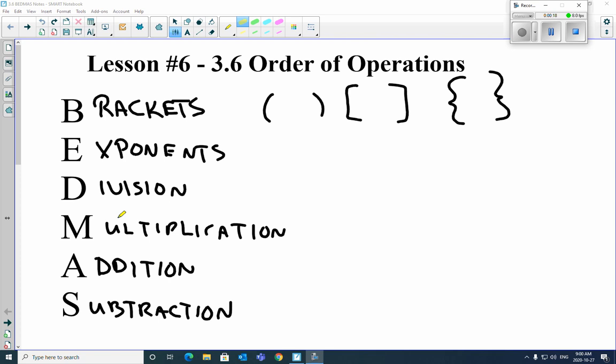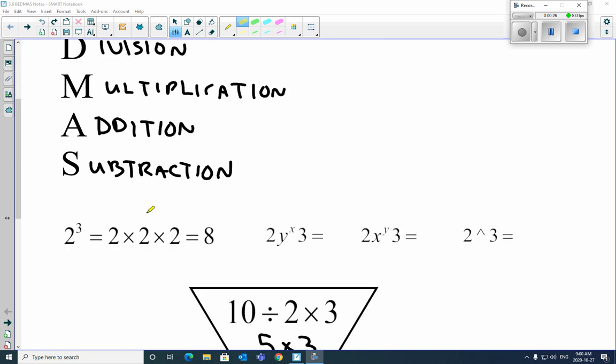You just have to remember that division and multiplication, you can do it either way. Addition, subtraction, you can do it either way. You normally do it left to right.